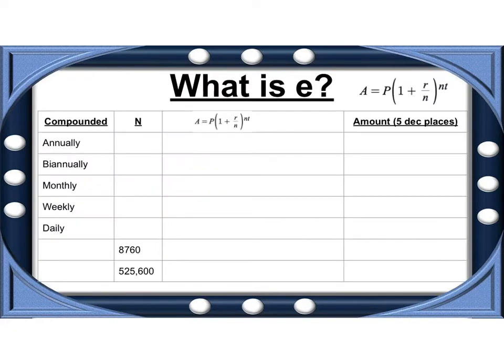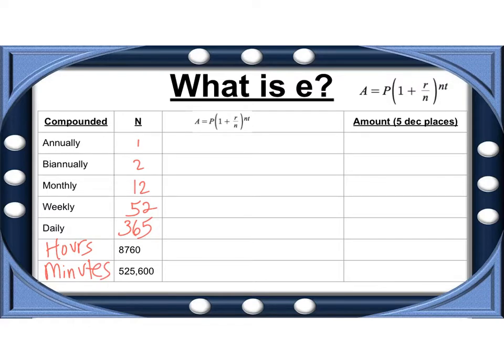So with that $1, if we are compounding it annually, that means once a year. Biannually is twice a year. Monthly is 12 times. Weekly we'll go with 52. Daily is 365. 8,760 is hours, and 525,600 minutes, if you know that song. So that's if we did it every minute.